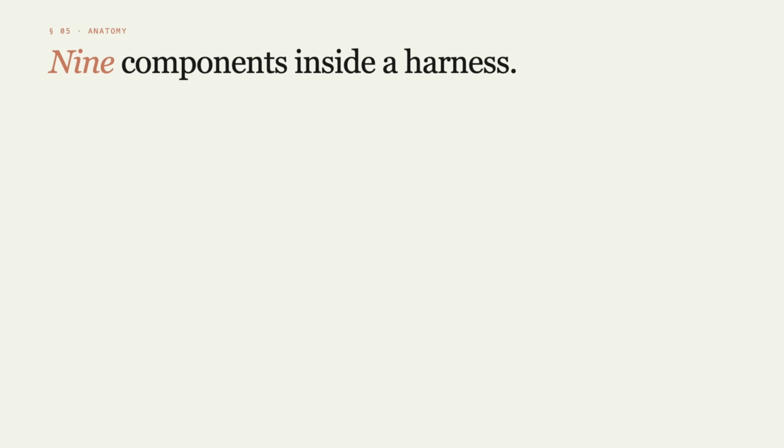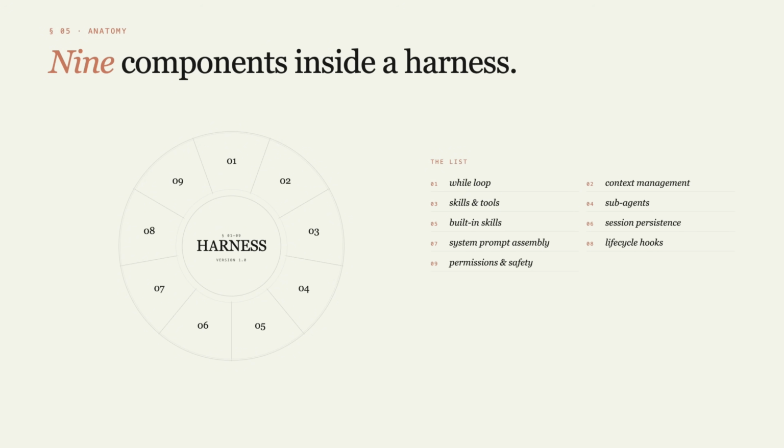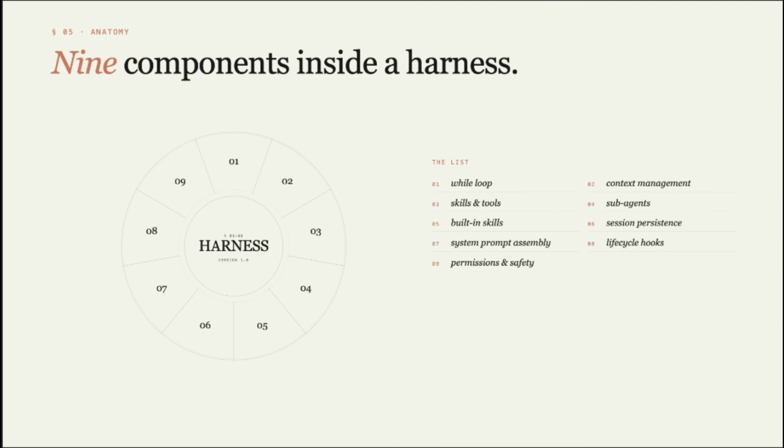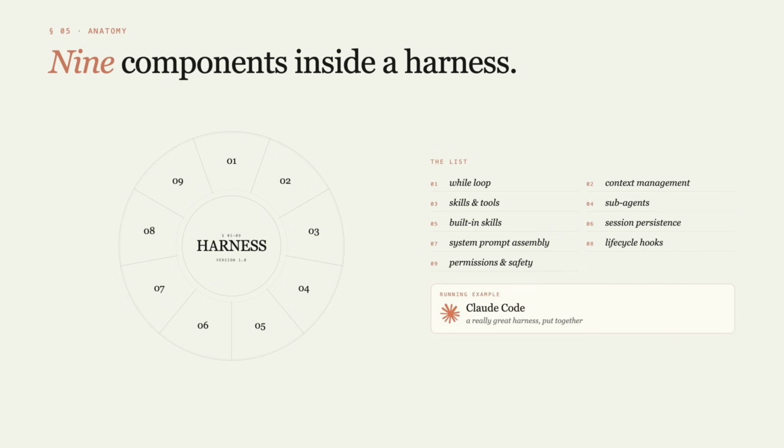Okay, so what exactly is inside a harness? I would say there are 9 main components that you need to consider if you're building an agentic harness. We're going to go through the list. This is mostly opinionated architecture, but something that I have seen work really nicely in practice. I'll try to tie it to Claude Code because I think this is an example of a really great harness. Okay, so the first component is the while loop.